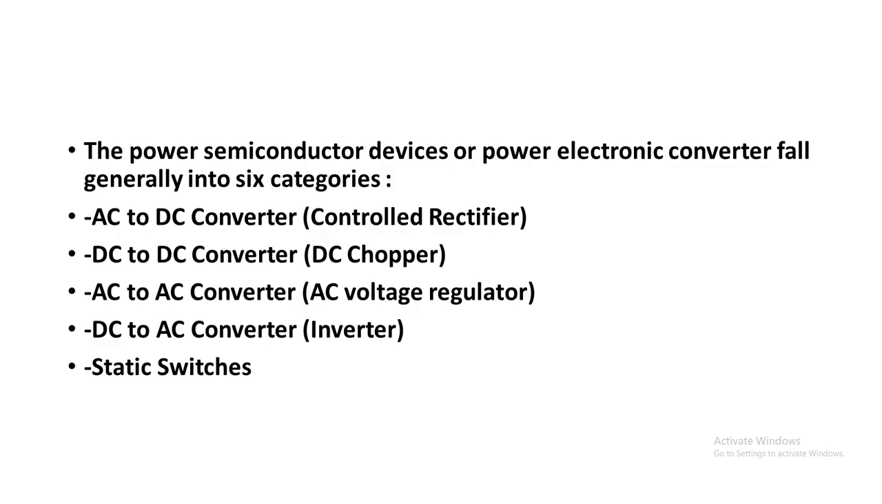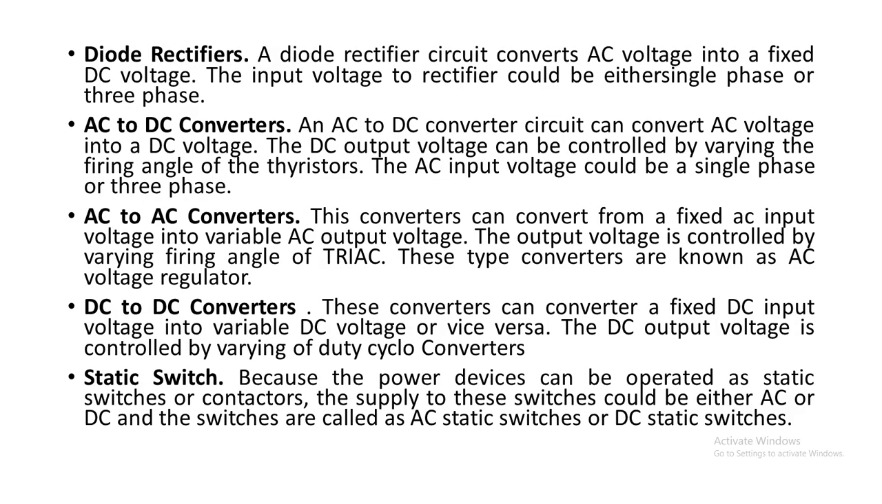AC voltage regulator, that is a fixed AC to variable AC converter. The next, DC to AC, that is called an inverter. The next one, static switches. So this is the explanation for that. A diode rectifier is a circuit which converts AC voltage into fixed DC voltage. The input voltage to the rectifier could be either single phase or three phase. Here we cannot vary the output voltage. So, fixed AC to fixed DC.